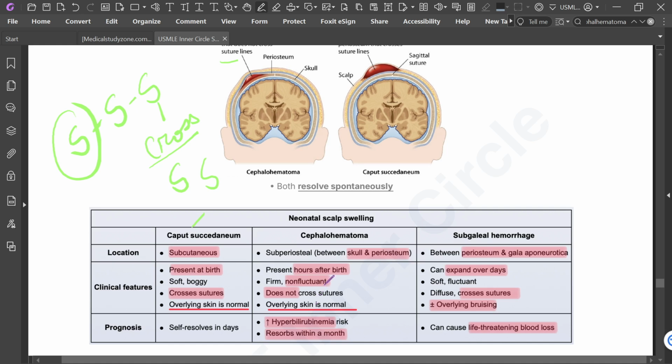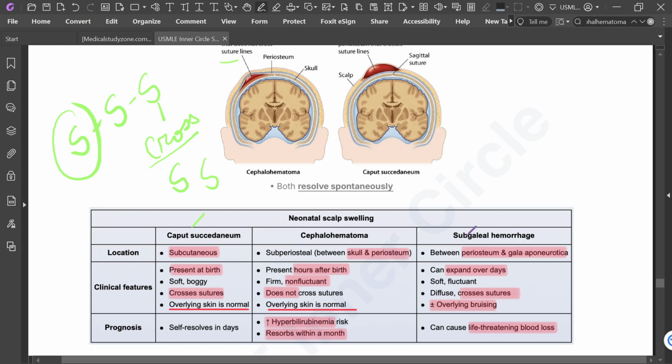However, as the hemoglobin from the RBCs within the cephalhematoma is metabolized, unconjugated bilirubin is reabsorbed and can lead to severe hyperbilirubinemia.